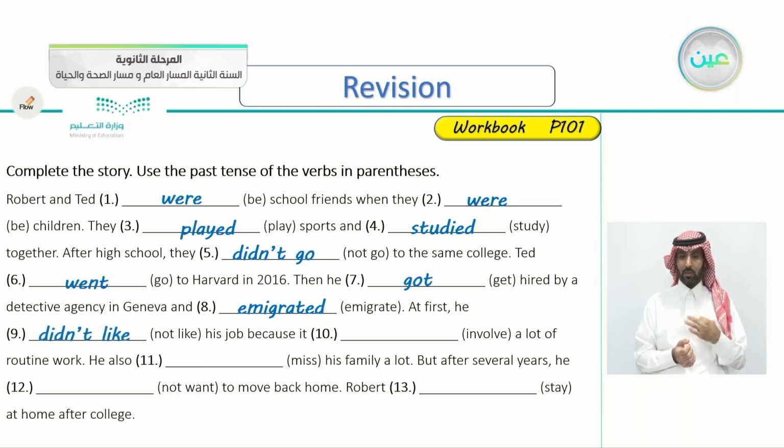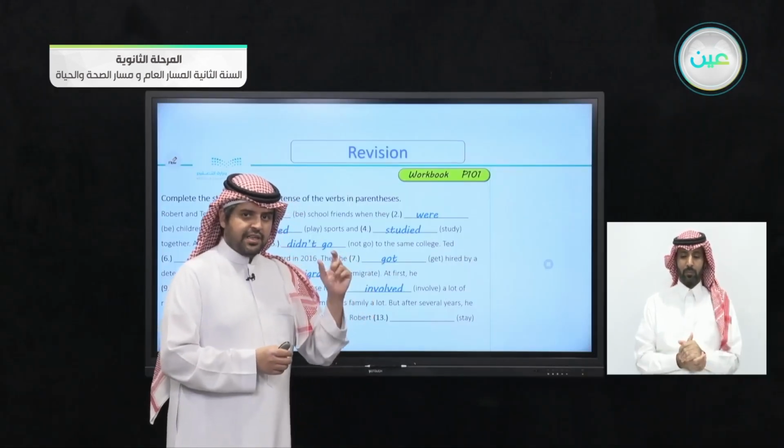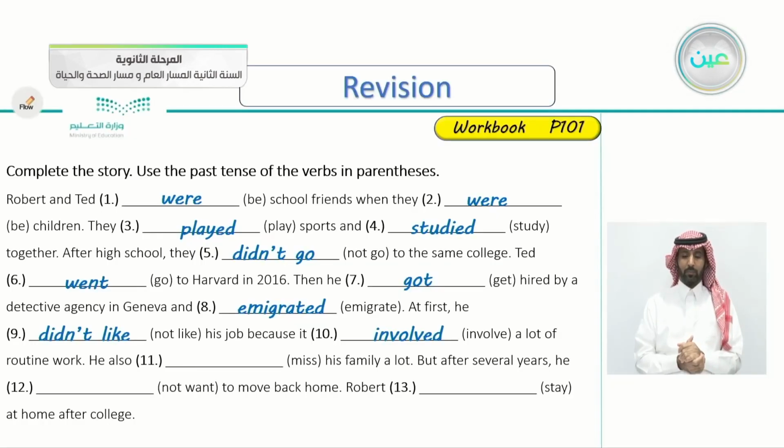Didn't like his job because it involved a lot of routine work. The verb involve. Yes, involved. And notice we just added the D. We just added D because involve ends with an E. If a verb ends with an E, we just add the letter D. There's no need to add another E. So again, involved a lot of routine work.